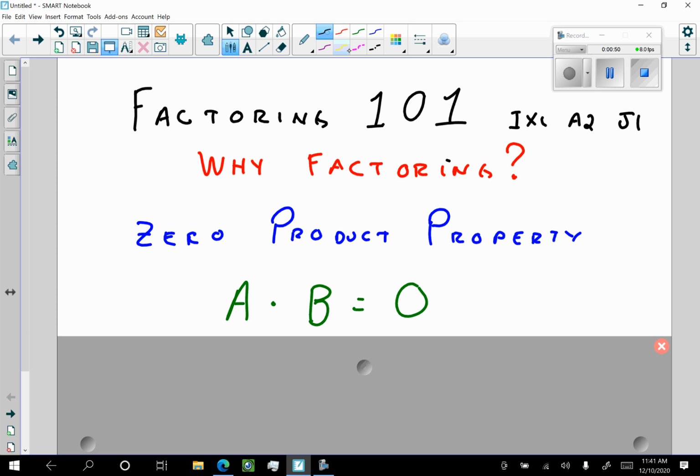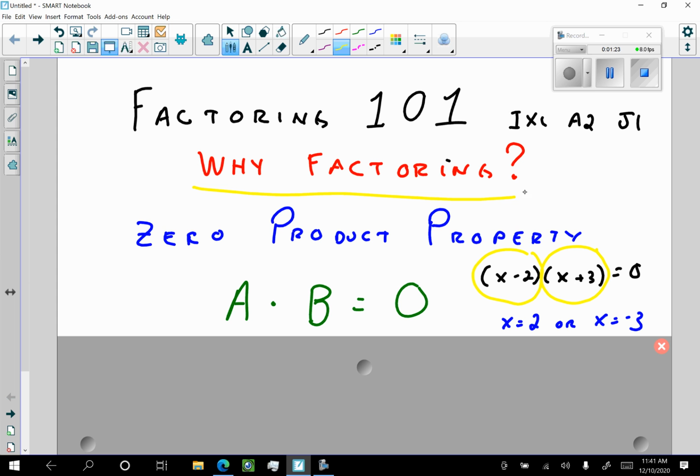For example, we had a quadratic that looked like this: x minus 2 times x plus 3 is equal to 0. And this is factored already. I can solve it real quick. I can say x is equal to 2 or x is equal to negative 3. So the reason why we factor is so that we can eventually use the zero product property to solve any type of equation.